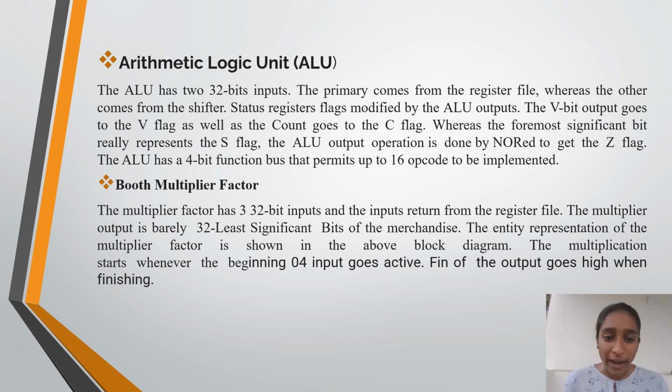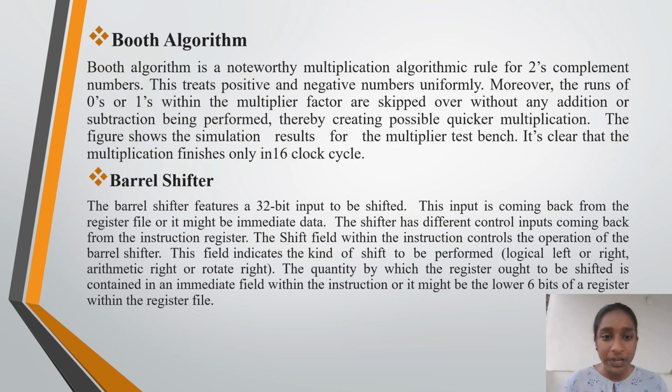Booth multiplier. The multiplier has 32-bit inputs and the inputs are taken from the register file. The multiplier output is barely the 32 least significant bits of the product. The entity representation of the multiplier is shown in the above block diagram. The multiplication starts whenever a begin input goes active. The finish output goes high when finishing.